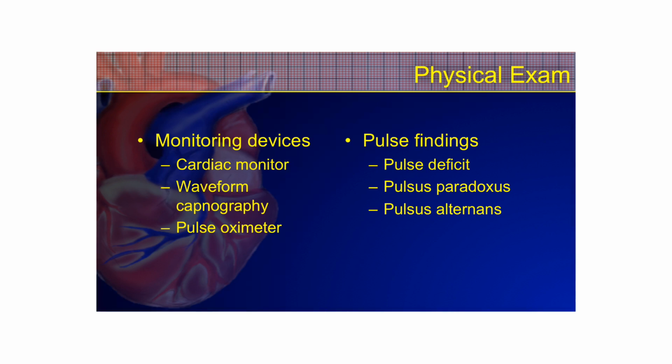And then check for a beat-to-beat difference in the strength of a pulse. This is pulsus alternans, and it may be a sign of a severe ventricular failure. Pulsus alternans often occurs when they have really bad pulmonary edema, and the respirations will actually change the pulse.